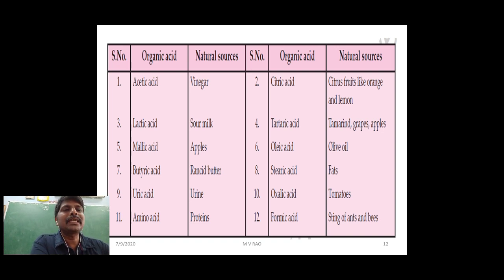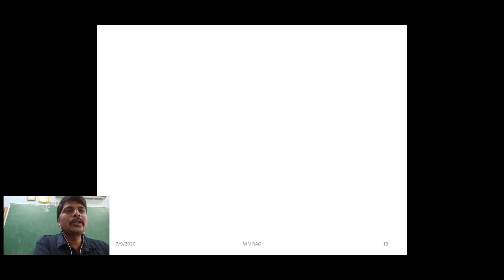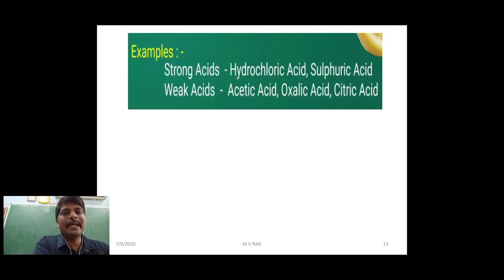So sources are tomatoes. The 11th one, amino acid. Amino acids are obtained from proteins. The 12th one, formic acid. Formic acid, another name is methanoic acid. It is present in stings of ants and bees. So these are the sources of some organic acids.